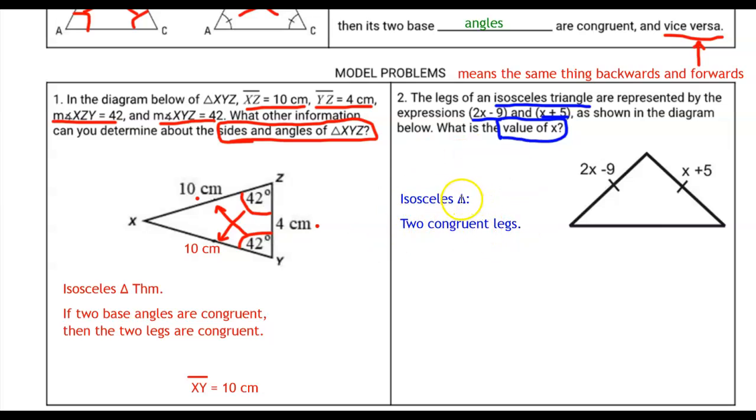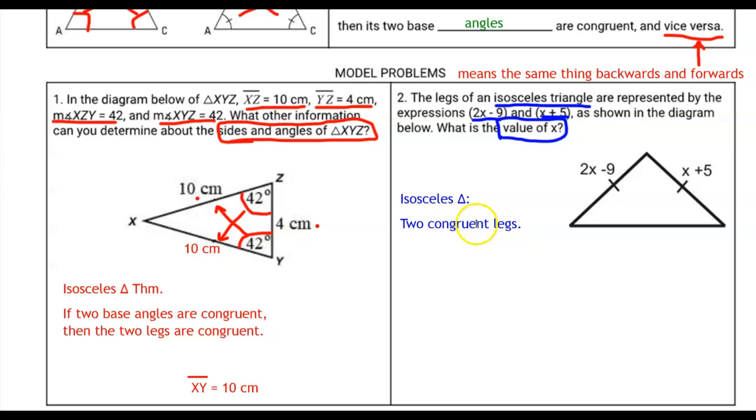If you'll notice, I'm using this picture of a triangle as a little bit of shorthand. Sometimes geometry teachers will do that. They'll use this symbol for triangle instead of writing out the word triangle. You are totally allowed to do that on the geometry regents. It will save you about 1 second.